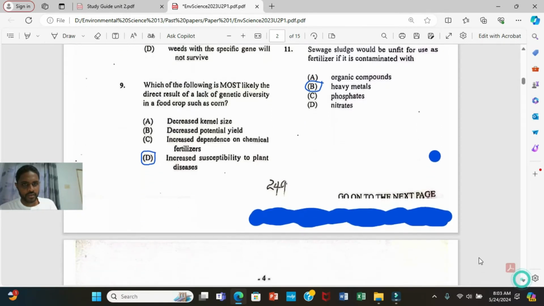All right, number 11. Sewage sludge would be unfit for use as fertilizer if it is contaminated with heavy metals. That would be the best answer right here, guys. Organic compound is good, phosphate is good, nitrate is good. These are nutrients. Heavy metals like mercury and lead would be poisonous and cancerous.